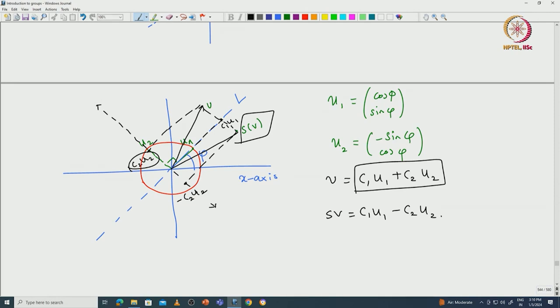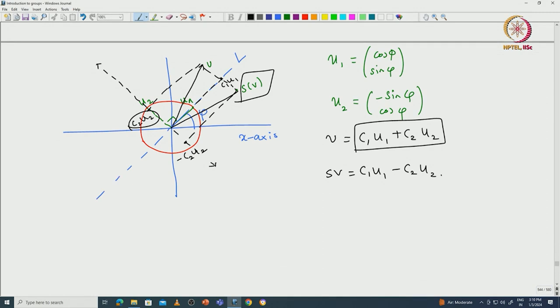Now, by writing this V very explicitly, you can see that V equal to, maybe let me use blue, this V equal to C1 U1 plus C2 U2.